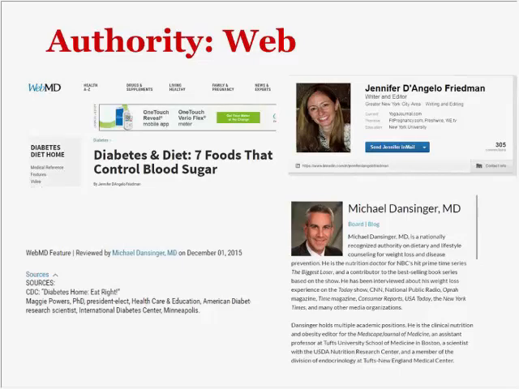And if you don't know anything other than the person's name, it is also okay to Google that person to see what other kinds of things they've done. For instance, Jennifer Friedman has written many, many articles covering medical things for the popular media, and Michael Danziger is associated with an academic position, so that we would know then that he can be trusted.